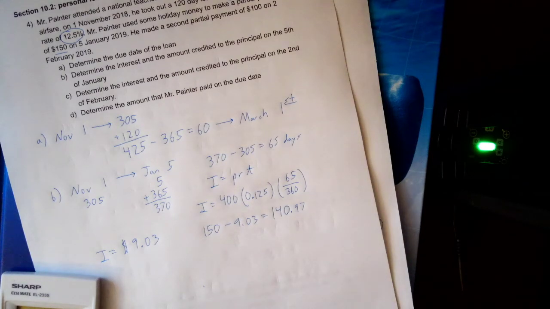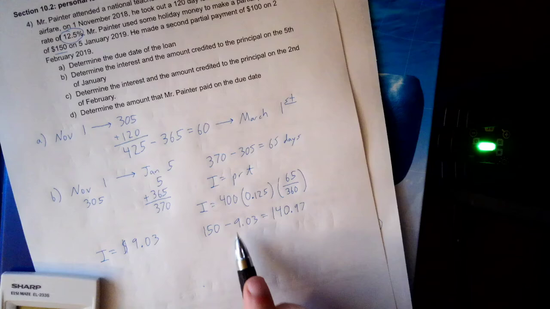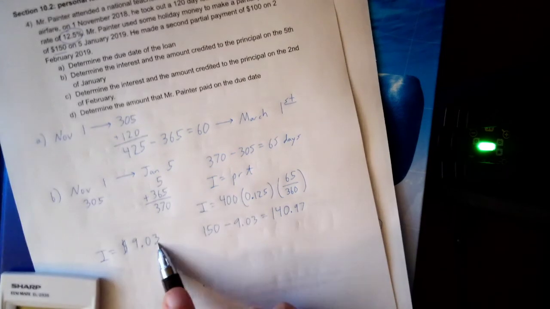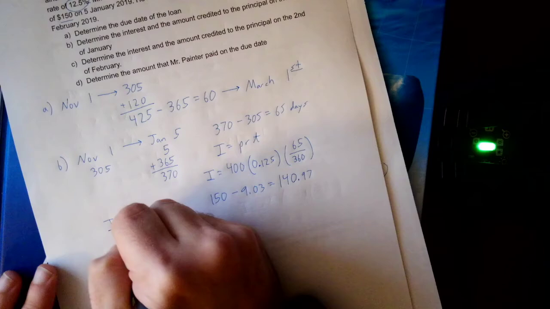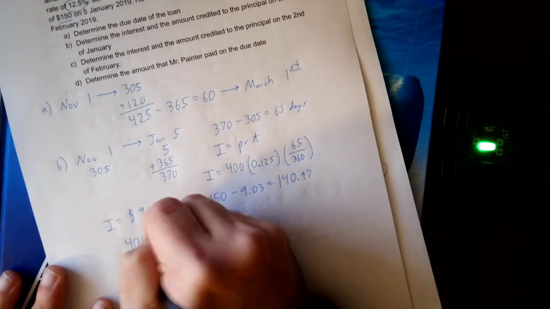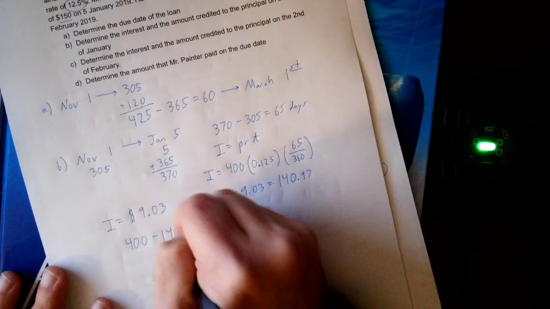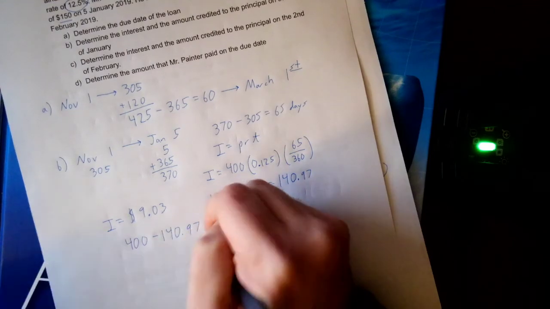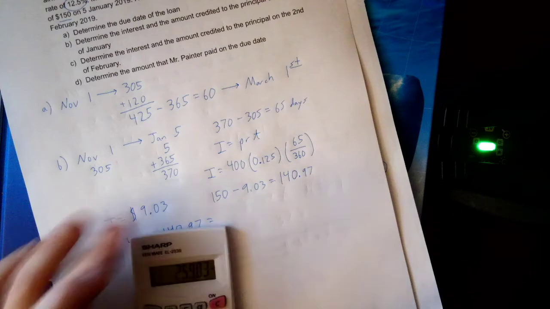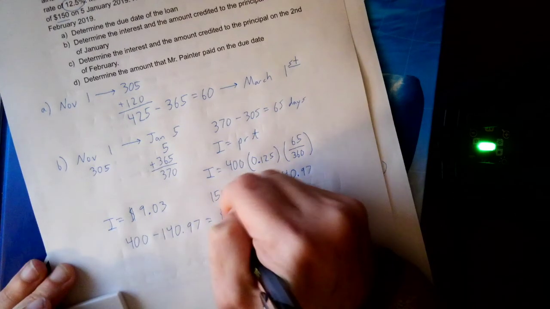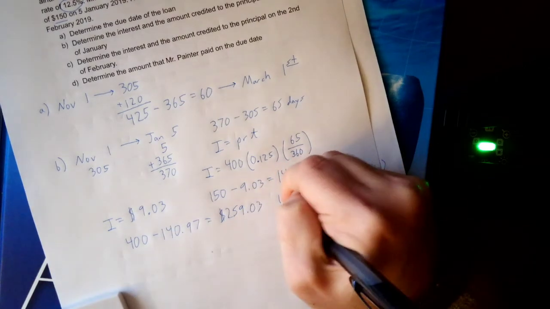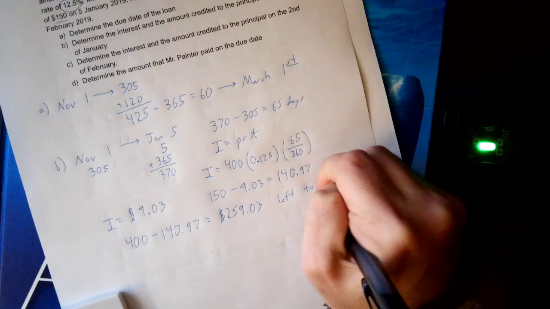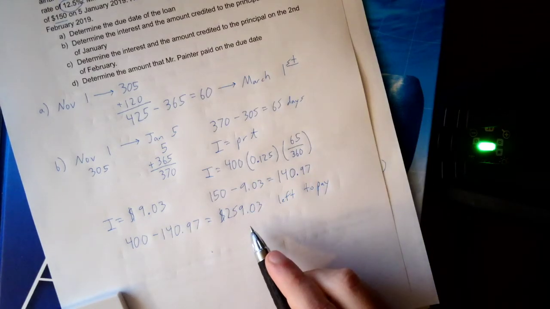I'm only paying $141-ish, right? Because I have to pay off this interest first. That's how much interest I've built up. I got to pay the interest first. So, I can calculate how much of my principal is left as well. If my original principal was $400 and I'm paying $140.97, well, I can subtract those, right? And I'm going to get $259.03 left to pay. This is how much of the principal I have left to pay off.